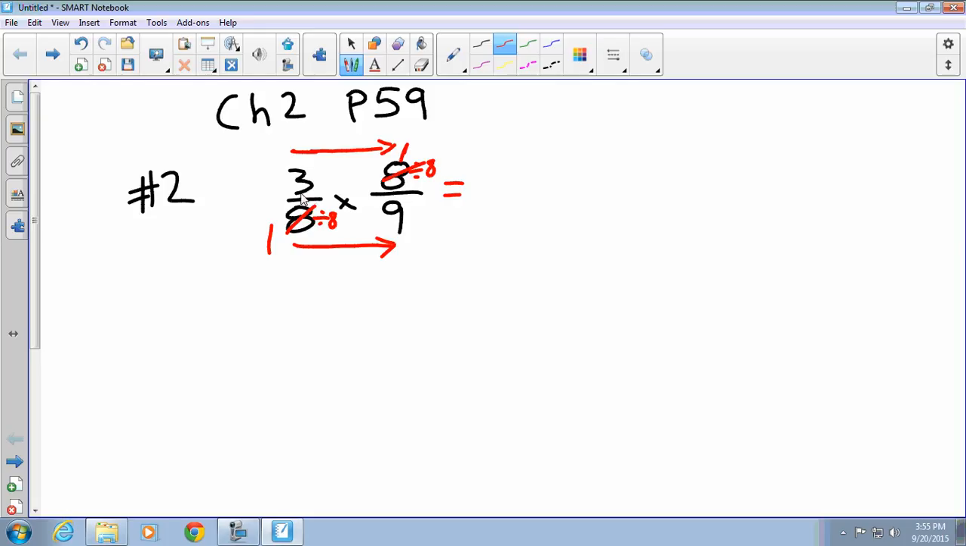Now, 3 and 9 have something in common. And again, that's what the 8s had in common. They had an 8 in common. 3 and 9 have something in common, and it is a 3. So we want to take a 3 out. 3 divided by 3 is also 1. And if we divide by 3 on the top, we're going to have to divide by 3 on the bottom. 9 divided by 3 is 3. So our new problem becomes basically 1 times 1, which is 1, and 1 times 3, which is 3.